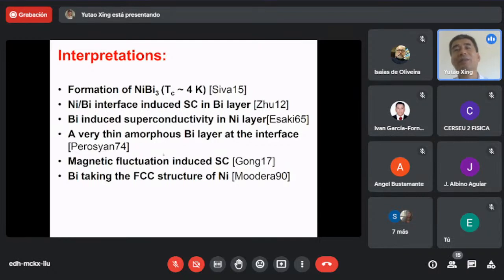And then in 2017, it was reported that magnetic fluctuation can induce superconductivity in this bilayer system. And at last, it was also reported that bismuth at the interface can take the FCC structure of nickel, because nickel is FCC and bismuth is rhombohedral, and then bismuth can take the FCC structure, and FCC bismuth is a superconductor. So it's very complicated. There are many different interpretations.